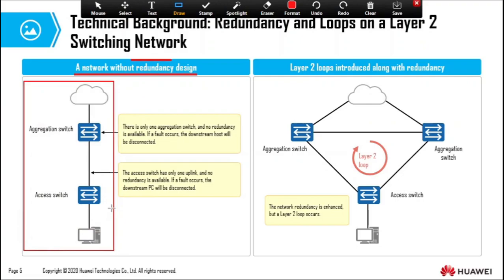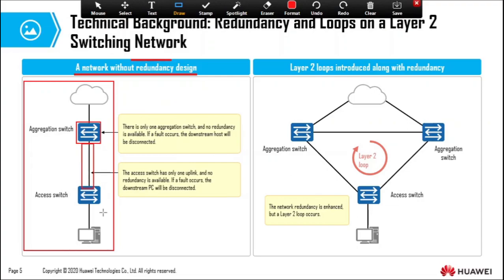Normally, when you talk of redundancy, you can have device redundancy, where, for example, on the aggregation layer, you have more than one switch. So that's called device redundancy. Another common form of redundancy is link redundancy. But in this particular example, we don't have any of those.